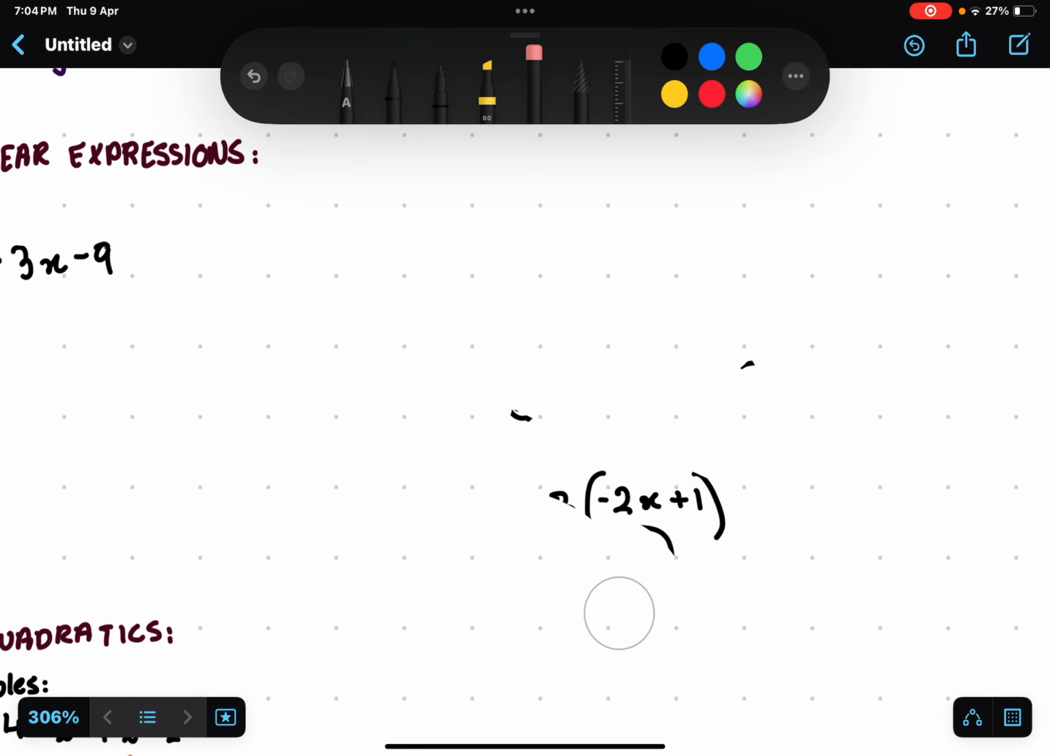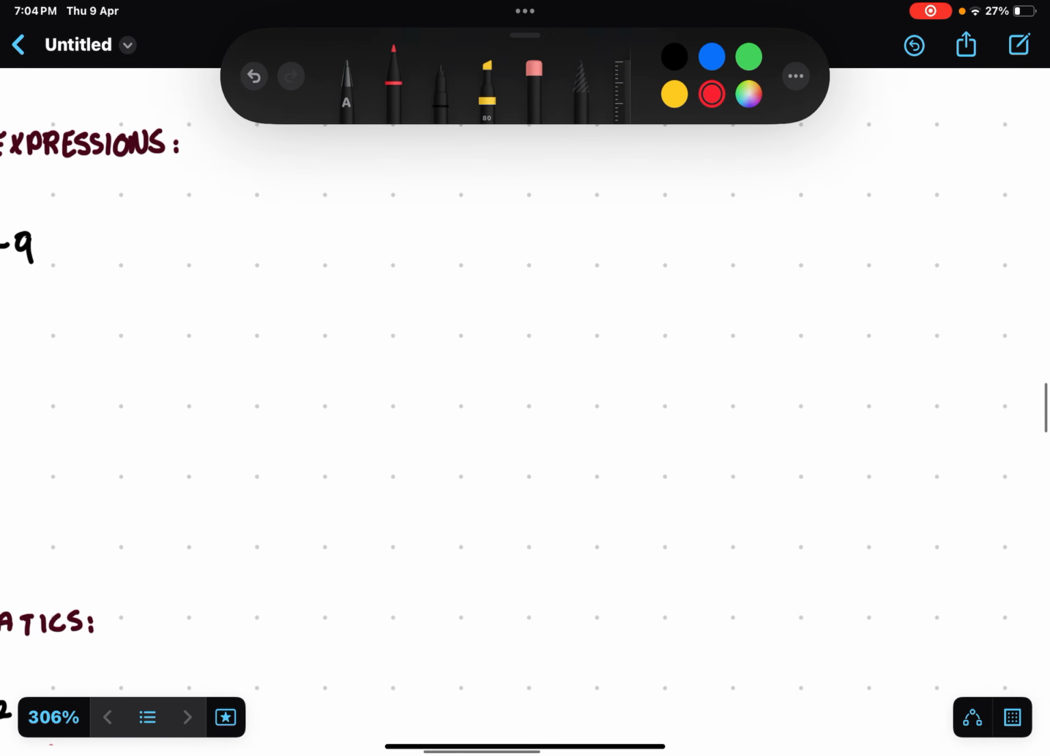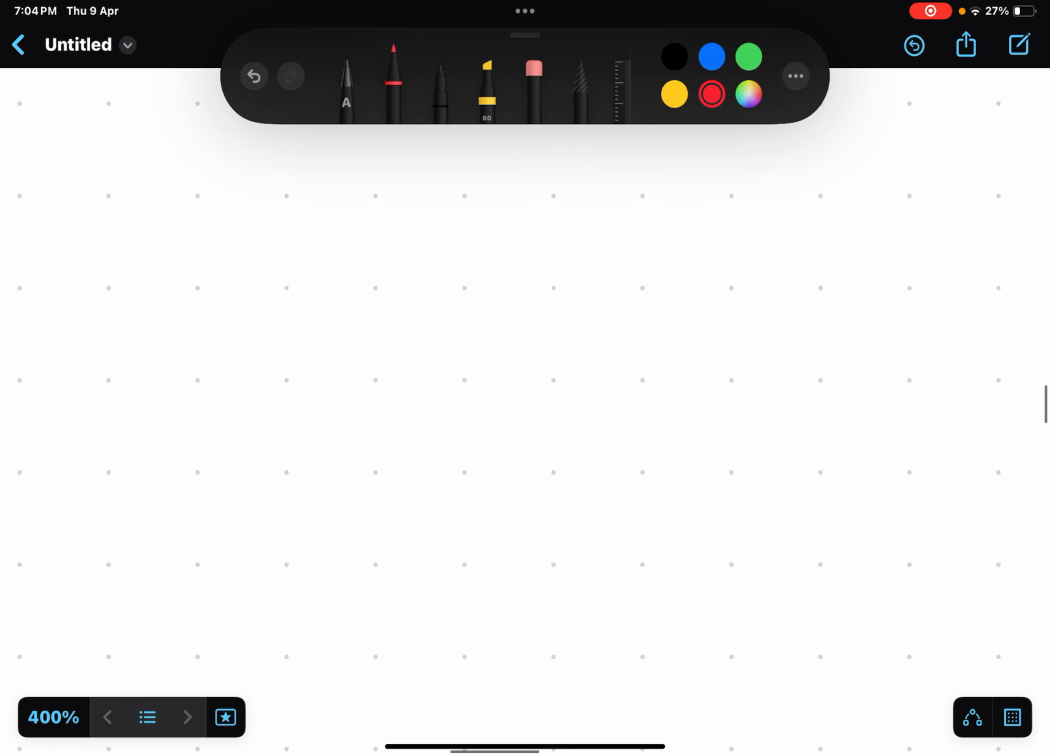Okay, so the next question is 3x minus 9. Let's just go on the side and I'll write 3x minus 9 over here. And this is what we have to factorize. Now again, you've got a negative over here, and just to leave things nice and clean, we're going to take the positive common factor.